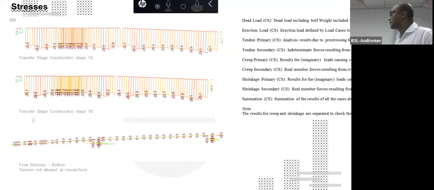This is the stress distribution at transfer stage. This is why we have to go for higher grade concrete. We are getting transfer stresses of almost 30 kilonewton per millimeter squared. For that, we have to do the strength about grade 65.